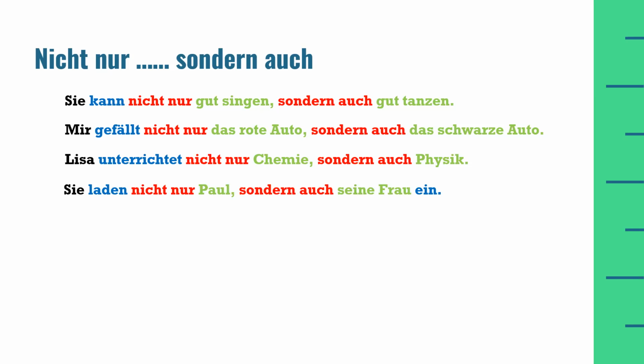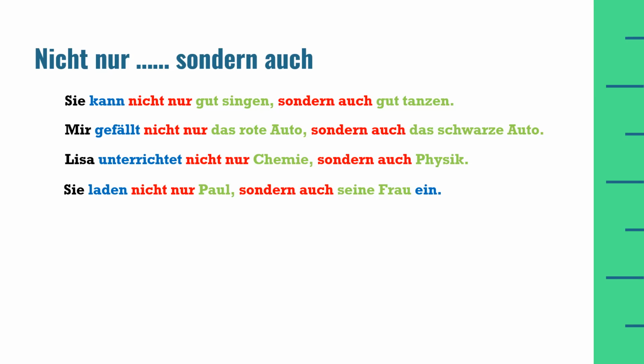Sie laden nicht nur Paul, sondern auch seine Frau ein. Again, we follow the same sentence structure. We start the sentence with sie, which means they. Then we use the verb, which is einladen. Because einladen is a separable verb, in this case we have to put the prefix at the last position of the sentence, and the second part of the verb will be put at second position in the sentence and will be conjugated according to the subject. So the subject is sie, which means they. Laden remains laden.